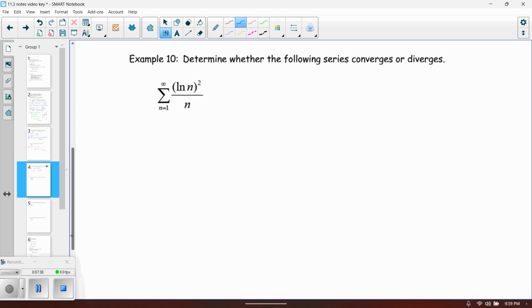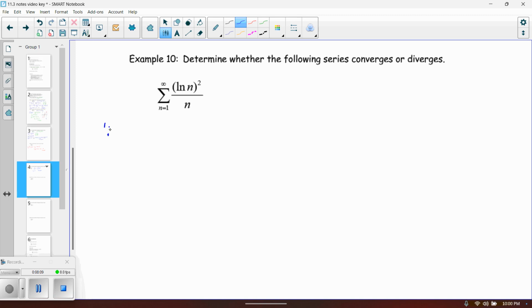Again, it's not geometric. No way we can get it there. Can't use any kind of telescoping. I'm not going to go through the process because with L'Hopital's rule here, it would take a couple of different L'Hopital's rules to get through this with a little bit of simplification. But ultimately, you get that the limit of that term goes to 0, which is inconclusive. So let's go to the integral test. Again, this is going to be a continuous, decreasing, and positive function. I'm just not going to write it in this particular case, but it is.